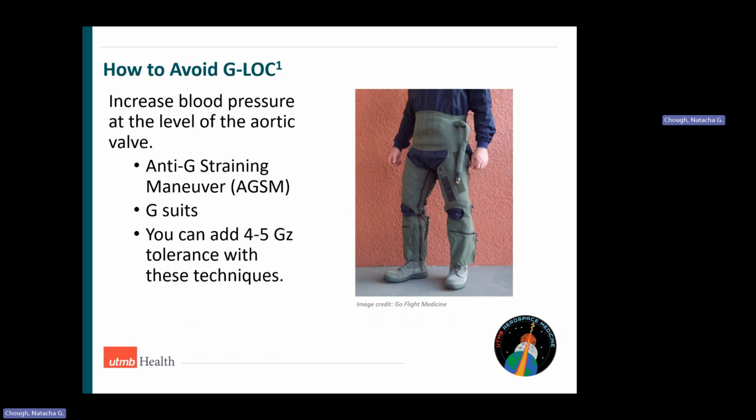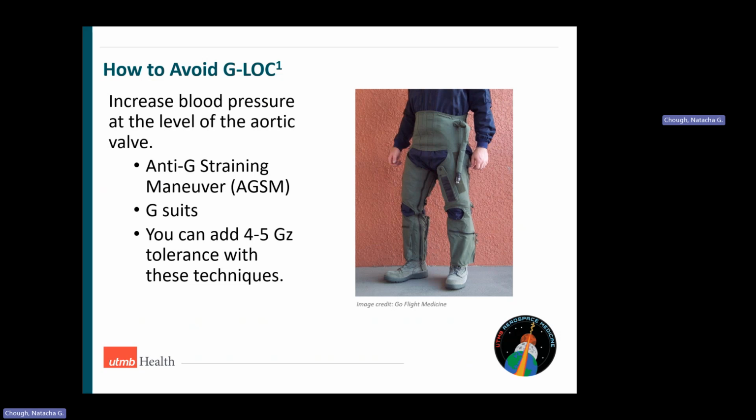Another strategy to avoid G-LOC is to increase blood pressure at the level of the aortic valve. The most effective way to do this is through the use of an anti-G straining maneuver. Anti-G straining maneuvers utilize Valsalva techniques and tensing of the limbs and abdomen in conjunction with forced exhalation against a closed or a partially closed glottis. By doing this, intrathoracic pressure is increased, thus increasing blood pressure at the level of the aortic valve. The maneuver is held for approximately 3 to 4 seconds, and then a very rapid expiration and inspiration follows. The rapid expiration and inspiration ensures adequate venous return during this brief decrease in intrathoracic pressure.